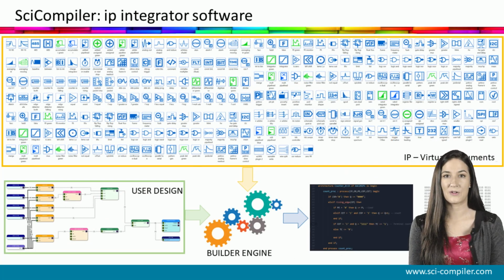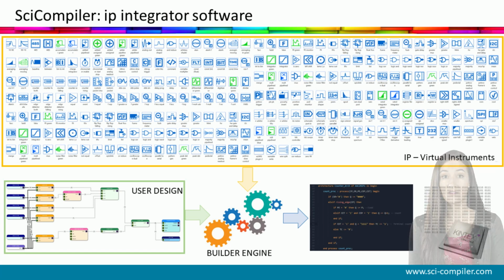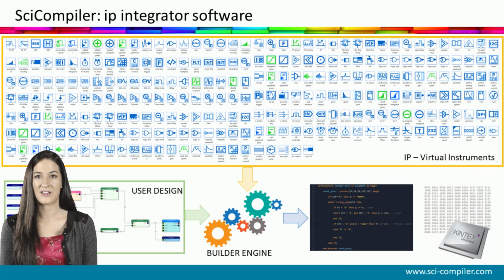Sci-Compiler is integrated with a vast library of virtual instrument IPs, streamlining the firmware development process. Users design their firmware visually with a block diagram, which Sci-Compiler then expertly converts into VHDL code. It proceeds to compile the project utilizing industry-standard tools from Xilinx or Intel and seamlessly downloads the compiled firmware directly to the FPGA.